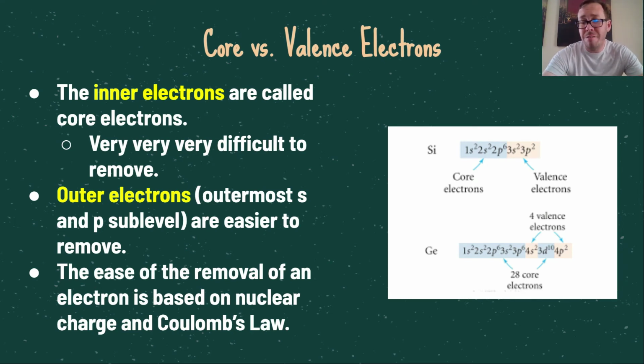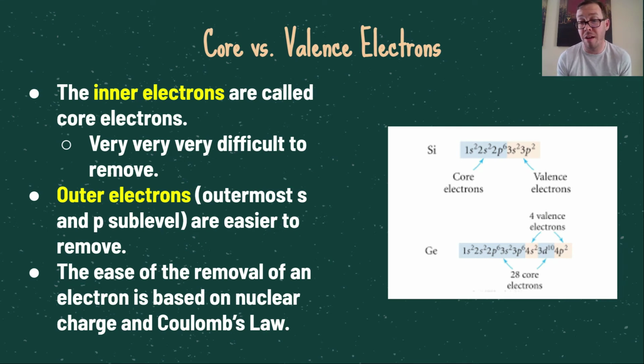On the right-hand side here, you see silicon. The inner core electrons are your 1s2, 2s2, 2p6 electrons, but 3s2 and 3p2 are easier to remove because they are the outermost electrons. In addition, if we look at germanium, the 4s2 and 4p2 electrons are going to be the most difficult to remove.